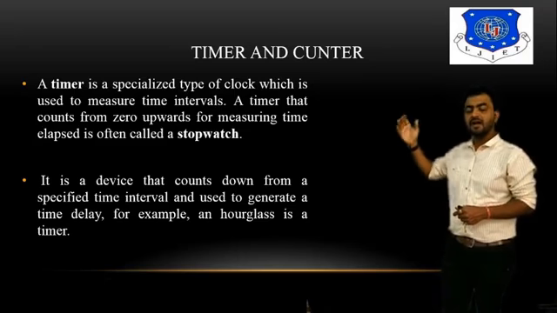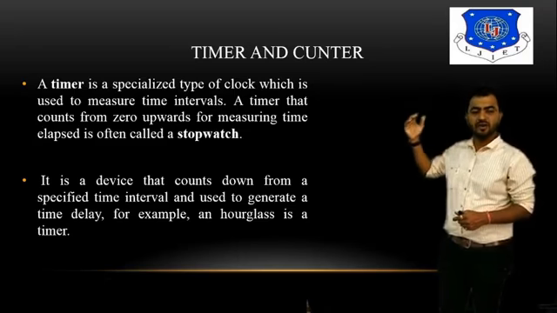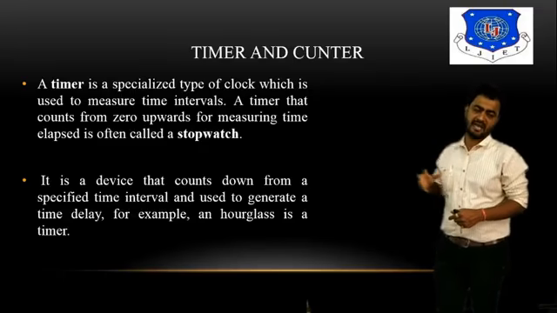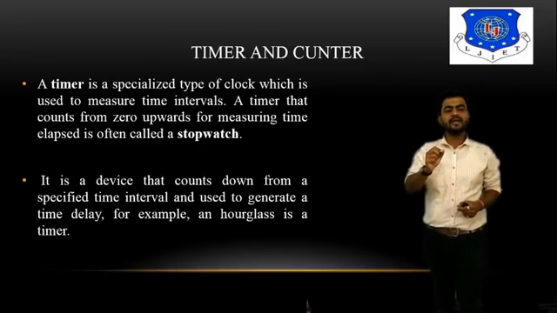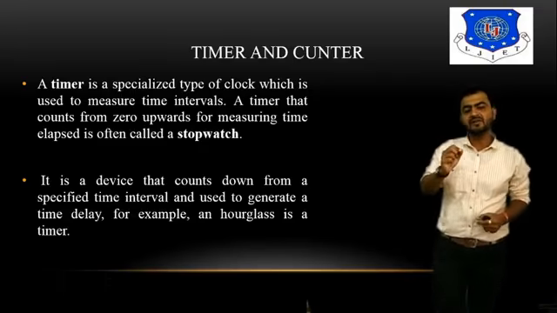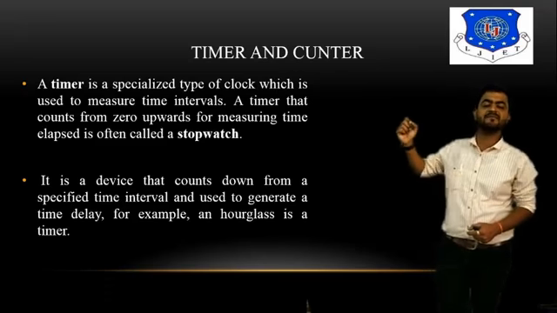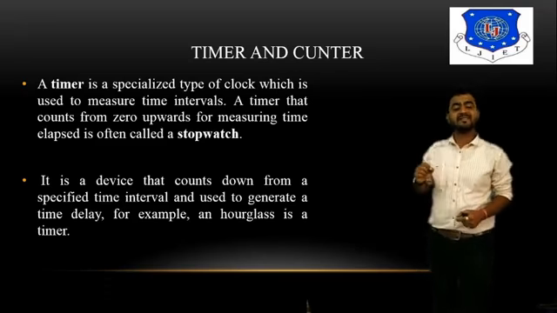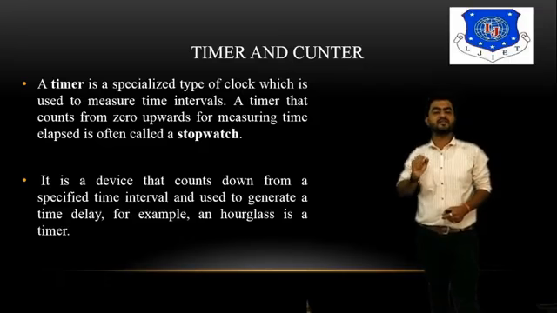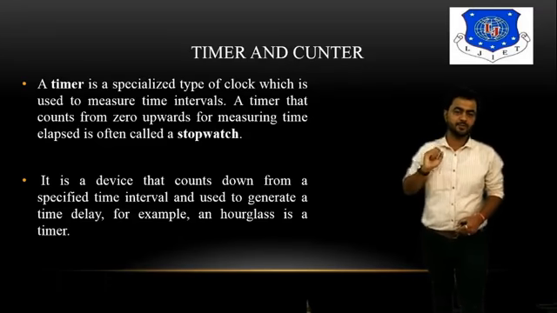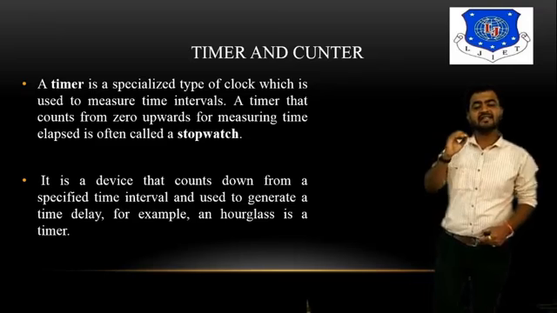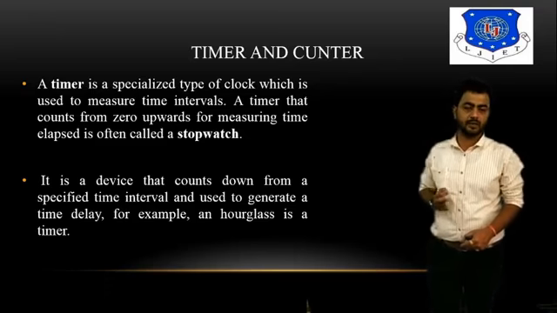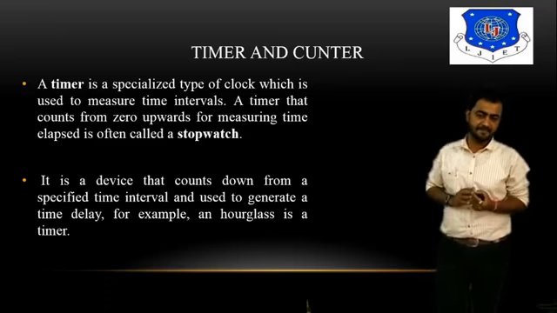What is a timer? A timer is a sophisticated type of clock which is used to measure the time interval. Means if you want to calculate or measure time intervals, then we have to go with the timer. A timer that counts from 0 upward for measuring the time elapsed is often called a stopwatch. You can see the best example of a timer is your stopwatch. It counts the specific time intervals from the initial value 0. So it is a device that counts down from a specific time interval and is used to generate a time delay.